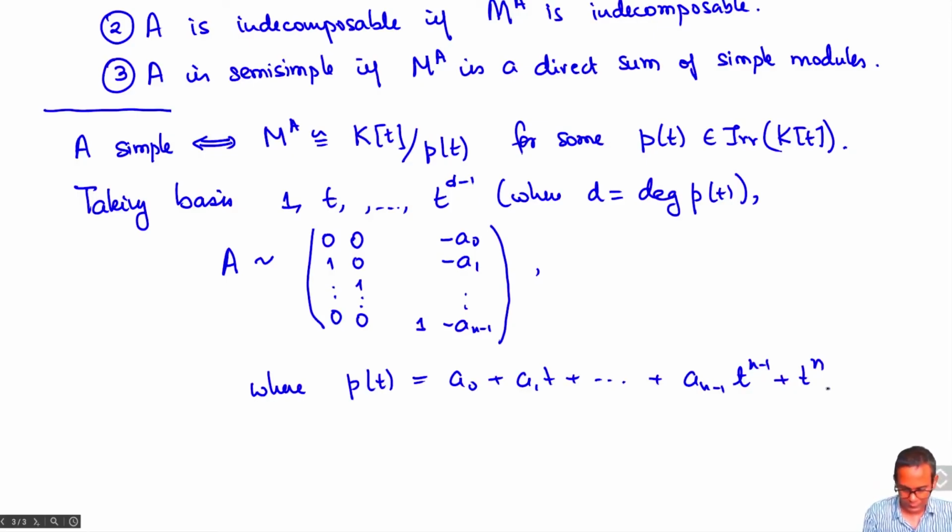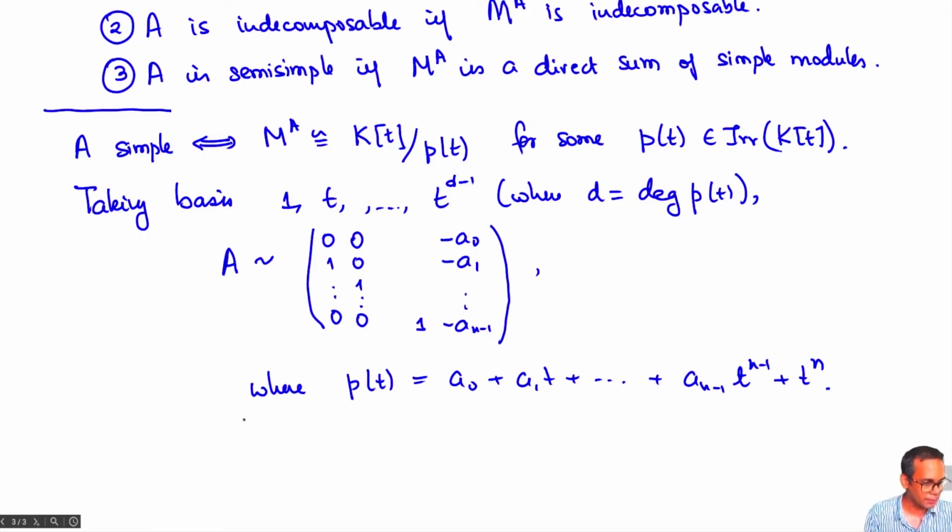So that's what simple matrices are: always similar to a companion matrix. This is called a companion matrix of P(t). Simple matrices are similar to companion matrices of irreducible polynomials. If the field K were algebraically closed, then P(t) would have degree 1, and this would just be a 1 by 1 matrix.